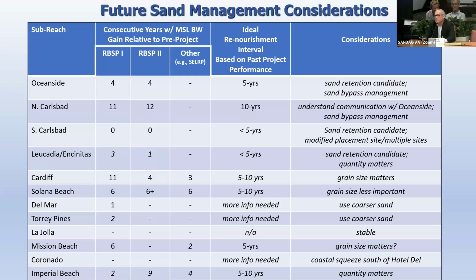Another consideration is that it's probably a good place to consider sand retention, which of course the city of Oceanside is doing right now with their Re-Beach project. And you can work your way down the list to find your area of interest and see what some of the thoughts are there. For Del Mar and Torrey Pines, where we only had material placed at Regional Beach Sand 1, I feel like we need some more information there, but one takeaway is let's use coarser sand because we learned that from the other sites. And so this information is being brought forward as we start to think about Regional Beach Sand 3. So that's it.